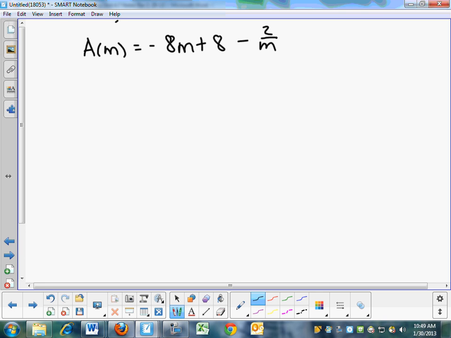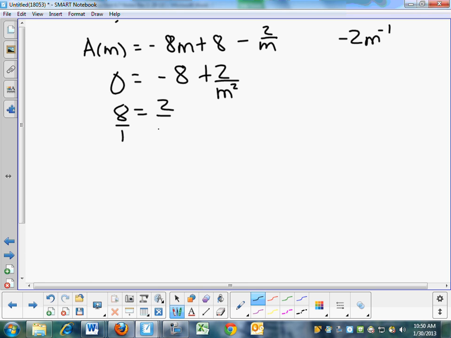Okay. Now, let's take the derivative. What's the derivative of negative 8m? What's the derivative of 8? 0. Negative 2 over m is like negative 2 times m to the negative 1. What's the derivative of negative 2 times m to the negative 1? 2m to the negative 2, right? Or 2 over m squared. You're almost there. Add the 8. 8 over 1 equals 2 over m squared.